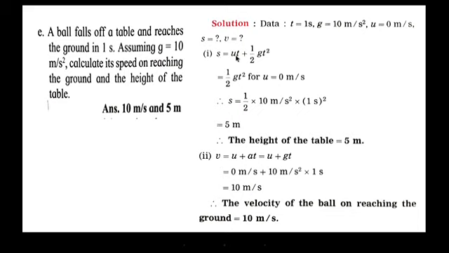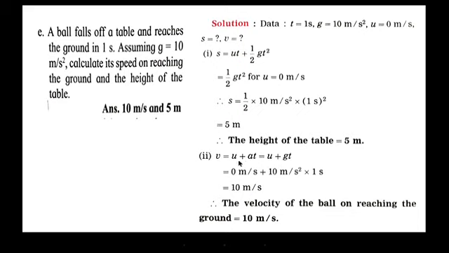So first we have s is equal to ut plus half gt square. Since u is 0, we have s is equal to half gt square. So we substitute the values. So s is equal to half into 10 into 1. Okay, g is 10 and t is 1. So answer is 5 meters. So the height of the table is 5 meters.